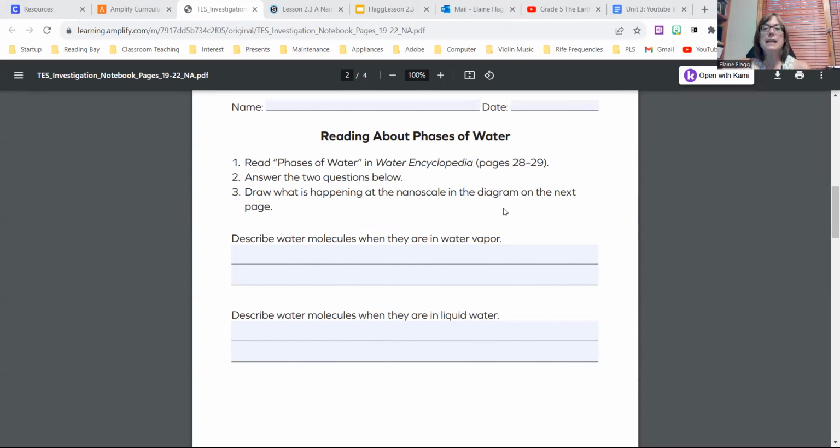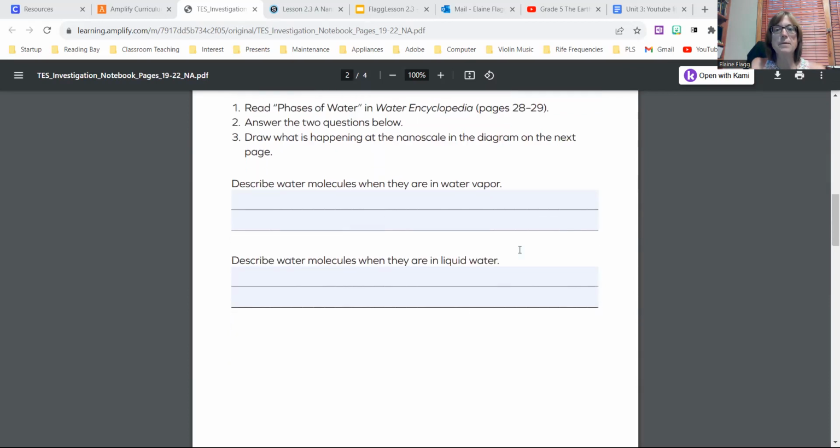Okay, so here is investigation page 20. So you're going to read Phases of Water in the Water Encyclopedia, pages 20 and 28, and answer the two questions below. So draw what is happening at the nanoscale in the diagram of the next page. Nanoscale means you're looking at it almost like through a microscope, like very, very small. Describe water molecules when they are in water vapor. So you're actually going to look at the diagrams and describe water molecules when they are in liquid water. So you're going to answer those two questions.